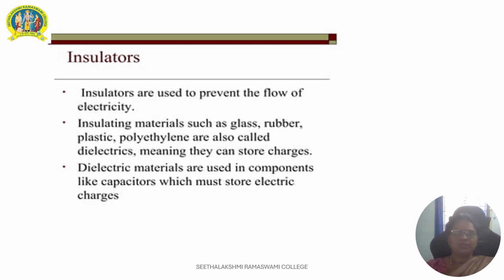The next one, insulators. Insulators are used to prevent the flow of electricity. Insulating materials such as glass, rubber, plastic, polyethylene are also called dielectrics, meaning they can store charges. Dielectric materials are used in components like capacitors, which must store electric charges.